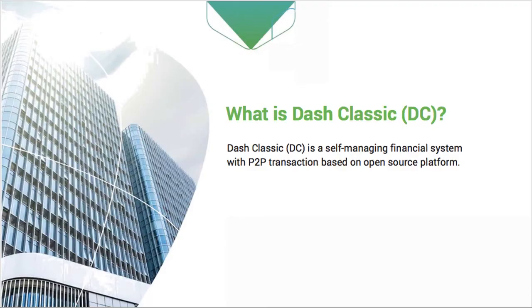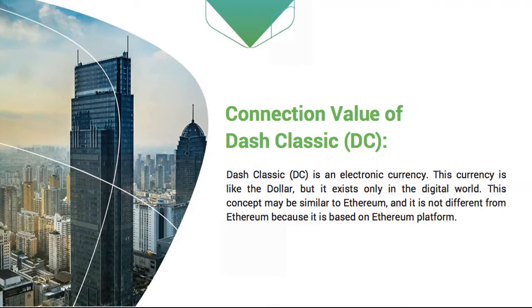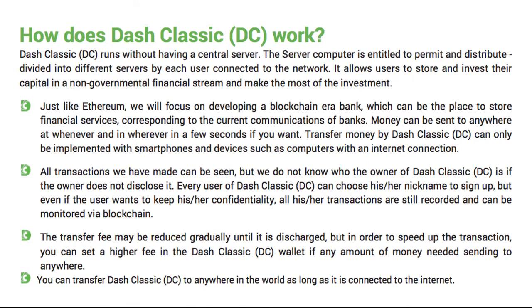Now, what is Dash Classic DC? Dash Classic DC is a self-managing financial system with P2P transactions based on an open source platform. Connection value of Dash Classic DC. Dash Classic DC is an electronic currency. This currency is like the dollar, but it exists only in the digital world. This concept may be similar to Ethereum, and it is not different from Ethereum because it is based on the Ethereum platform.